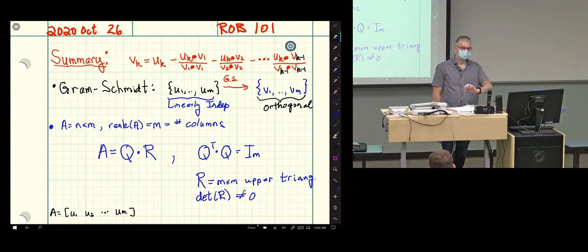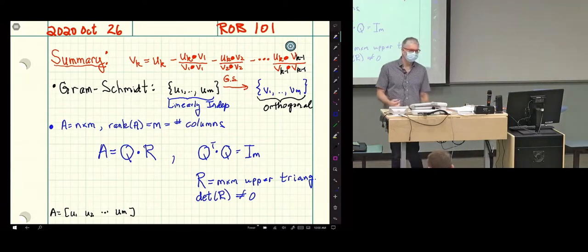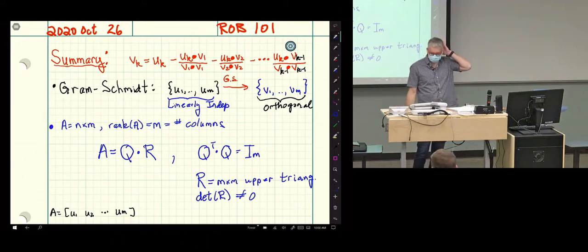Getting there. Voila! According to some clock, it is 10 a.m. and Rob 101 is ready to go.